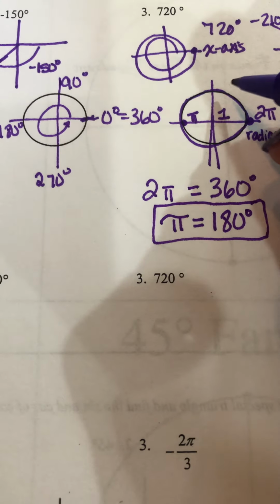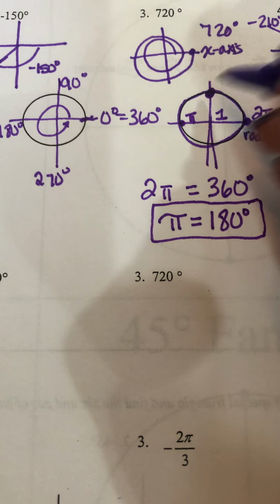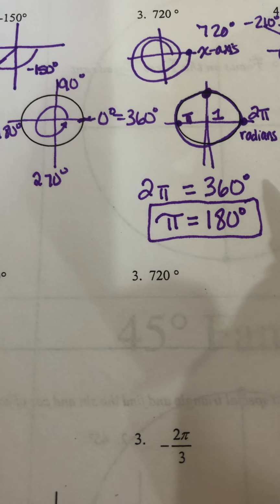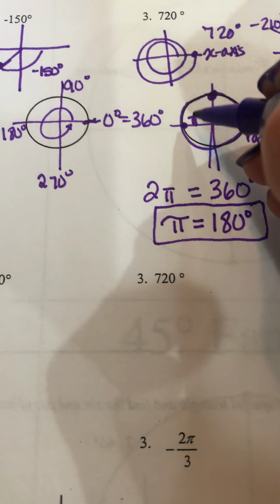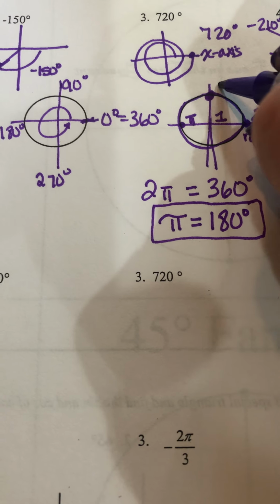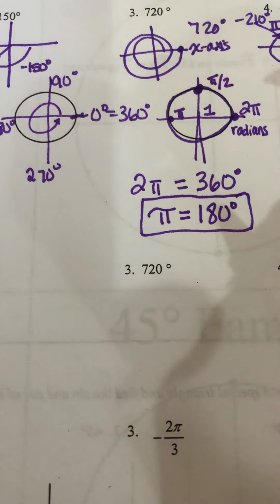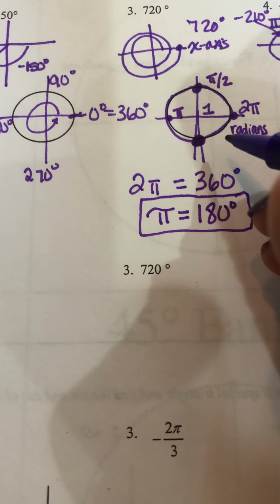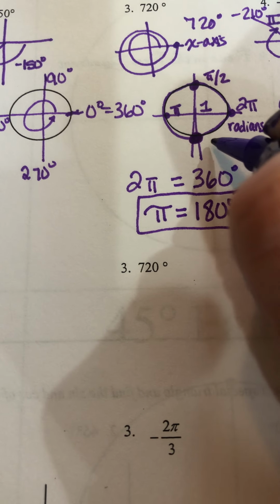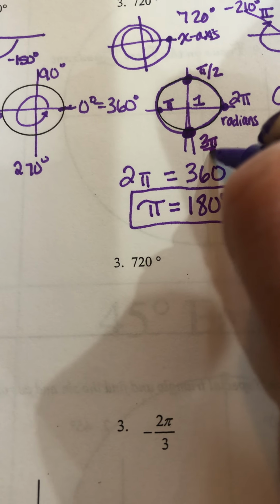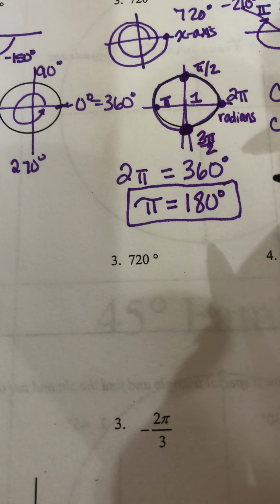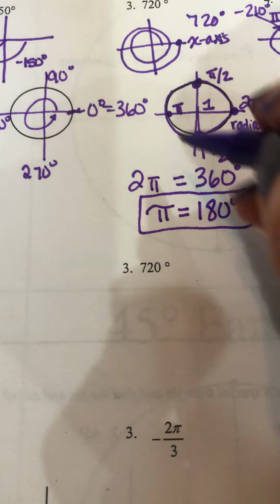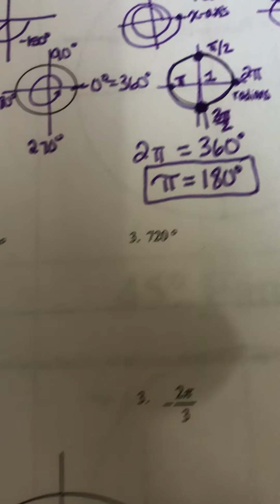You could also fill in maybe 90 degrees. Anyone know what 90 degrees would be? You're right, 1/2 pi. If 1 pi is 180, 1/2 pi, or what we call pi over 2, is 90 degrees. And then 270 degrees is 1.5 pi, or we call it 3 pi over 2 radians. So those are some benchmarks to have us get used to the difference between degrees and radians.